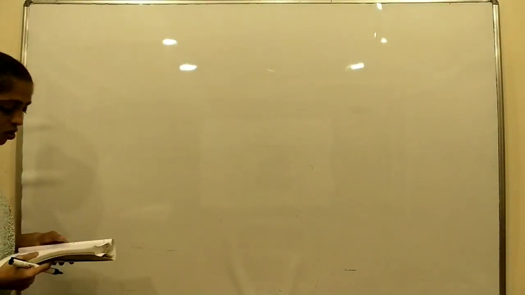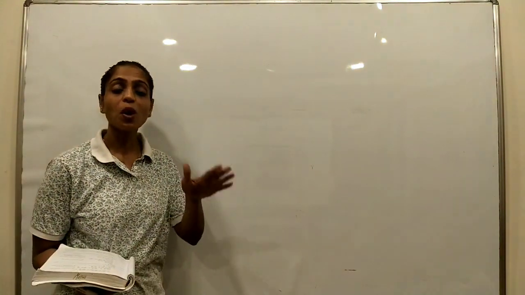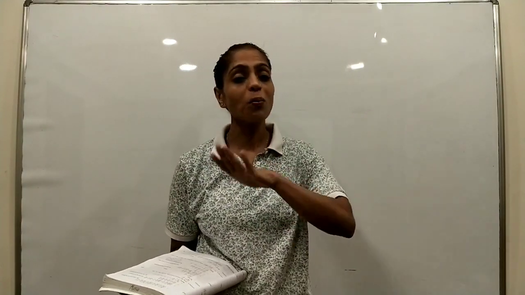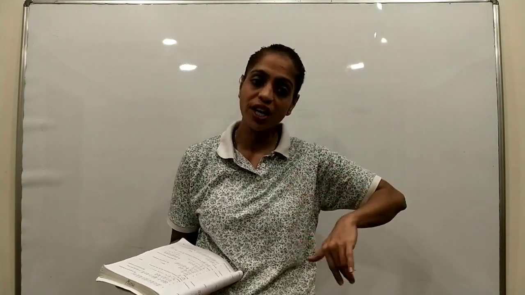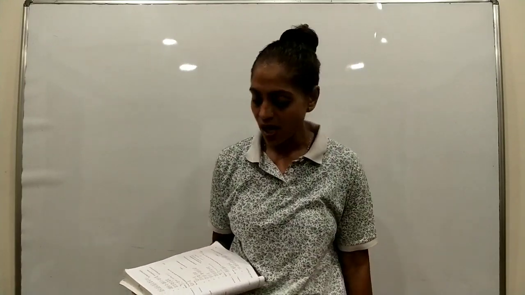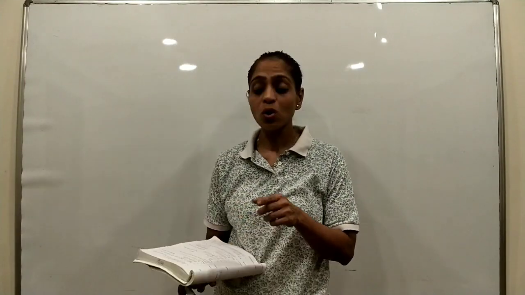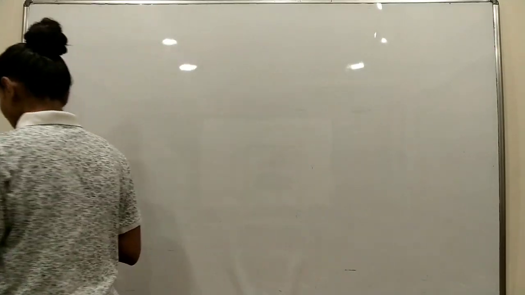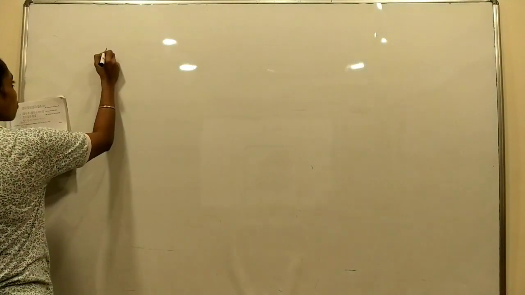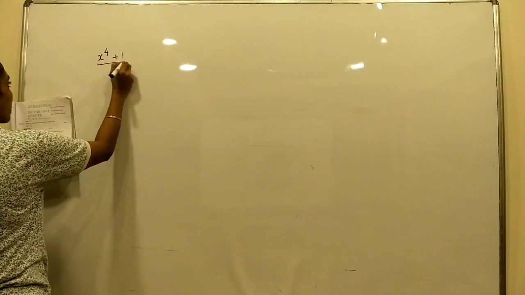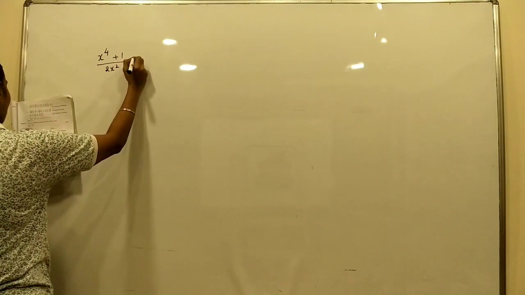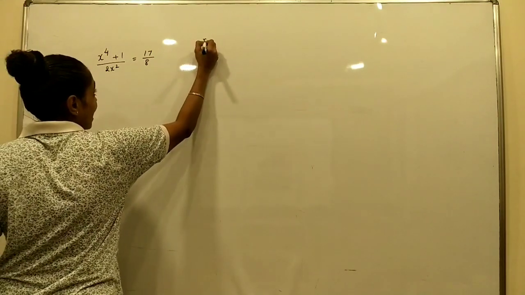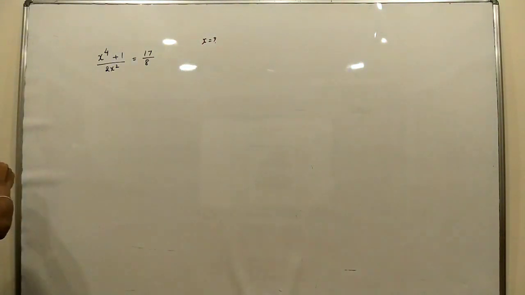Using properties of proportion means you cannot use the K method. Properties means componendo, dividendo, alternando; those are the properties. Compulsorily you have to go through properties whenever it is given in the question. (x^4 + 1)/(2x^2) = 17/8. Then you have to find the value of x.